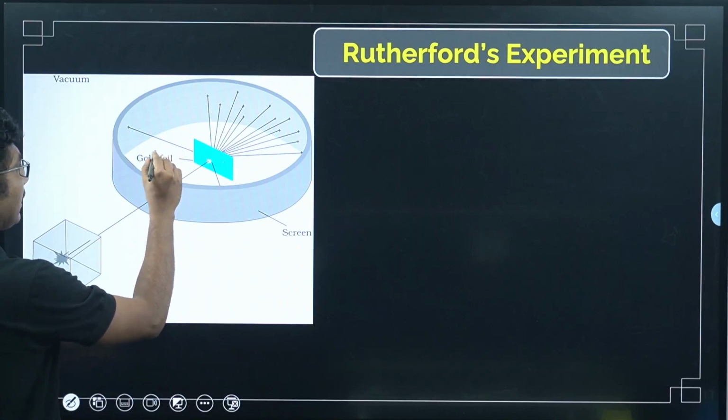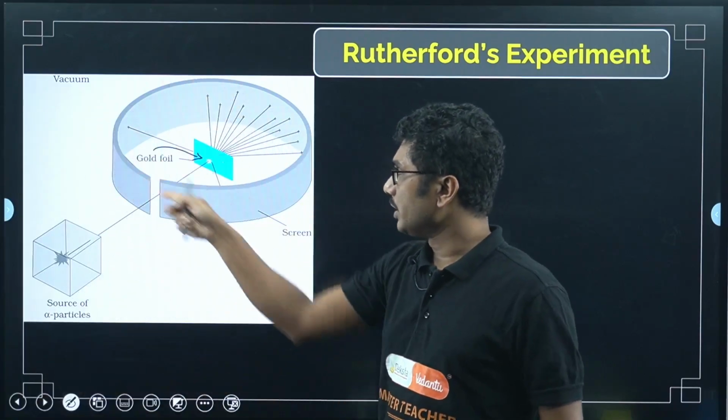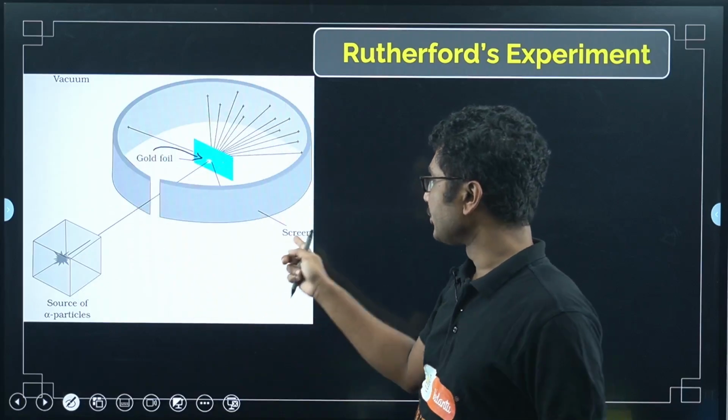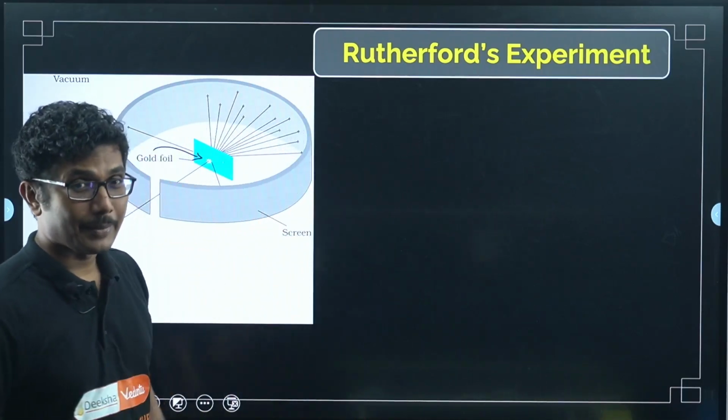Even though it is blue, this is the gold foil. You might be thinking, what is the gold foil? This one is the gold foil, not this one. This one is some screen, the screen on which you can observe what is happening in that experiment.